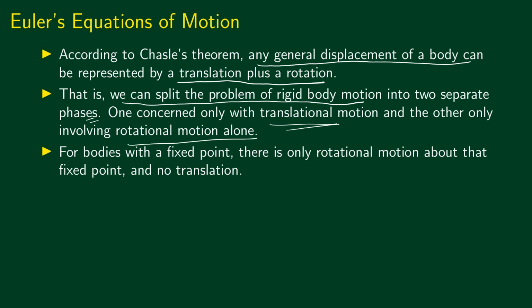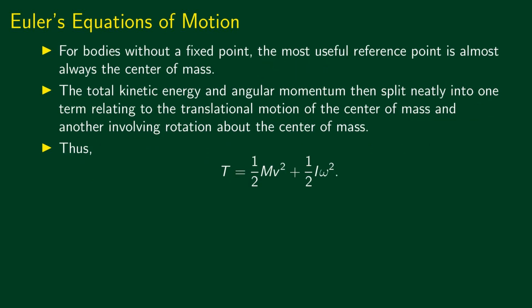Now, if you are talking about a rigid body with one point fixed, there is only rotational motion about that fixed point, and there is no translation because one point is fixed. And for bodies without a fixed point, we can choose the center of mass as the reference point and talk about the motion of the rigid body as a translation of the center of mass plus a rotation about the center of mass. And it can be shown that the total kinetic energy and angular momentum split into one term relating to the translational motion of the center of mass and another involving rotation about the center of mass.